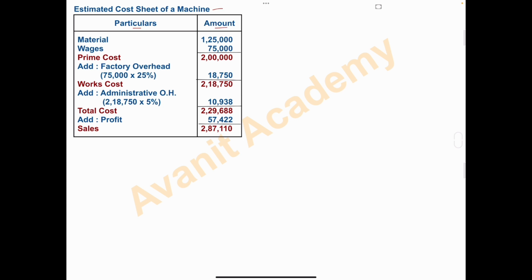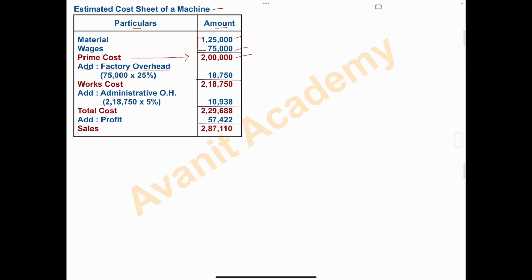For a machine, the material cost will be 1,25,000 and the wages will be 75,000. See the paragraph. The material cost will be 1,25,000 and wages is 75,000. Add these two amounts: 1,25,000 plus 75,000, the total will be 2 lakh. This is called prime cost. So after prime cost, we'll add factory overhead.